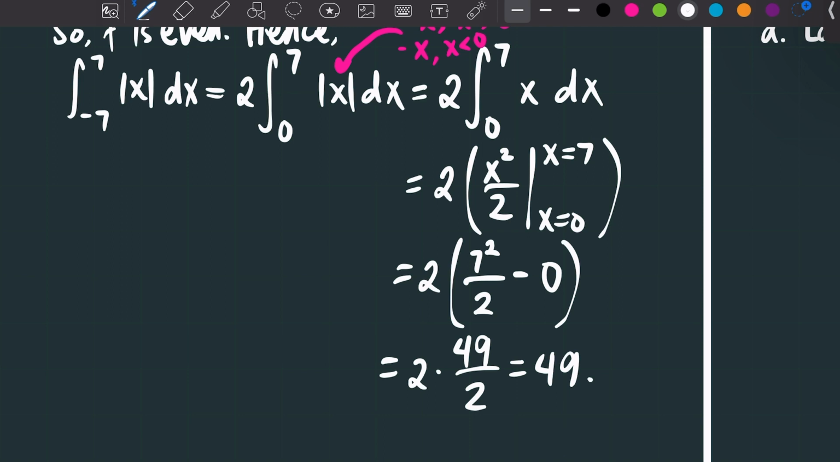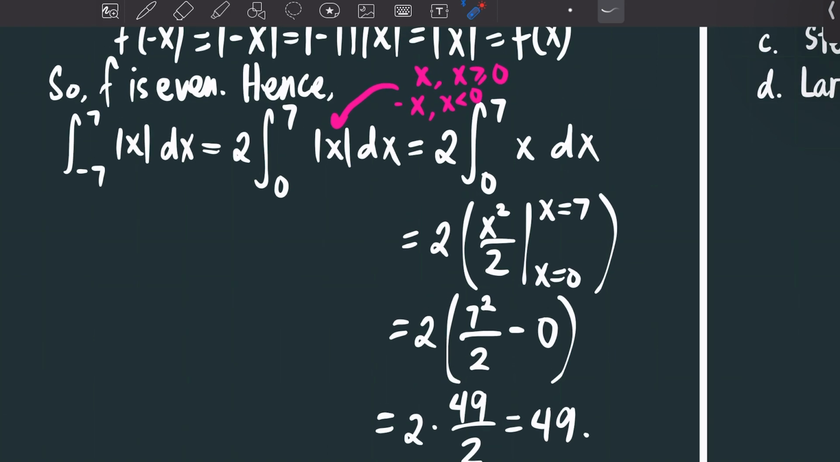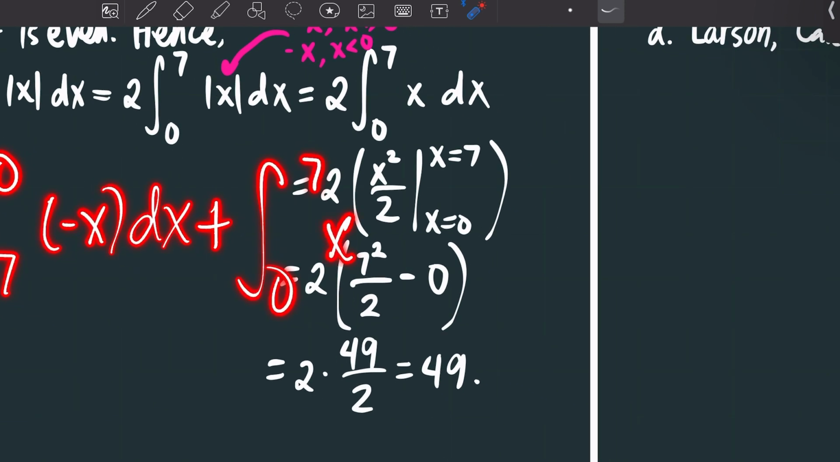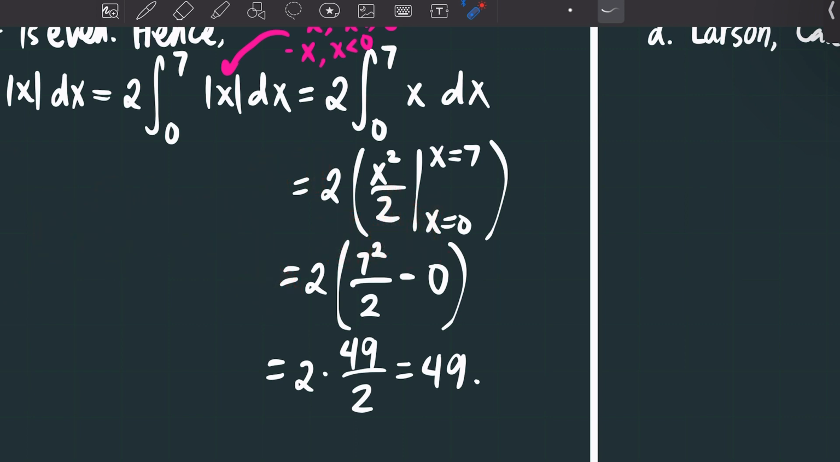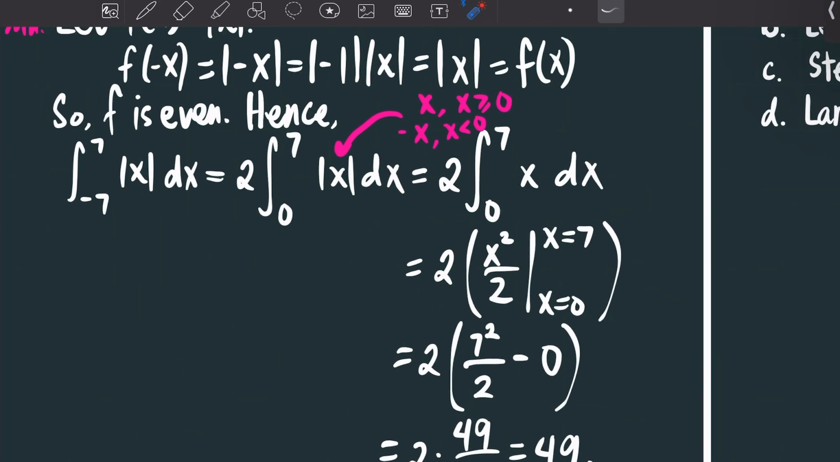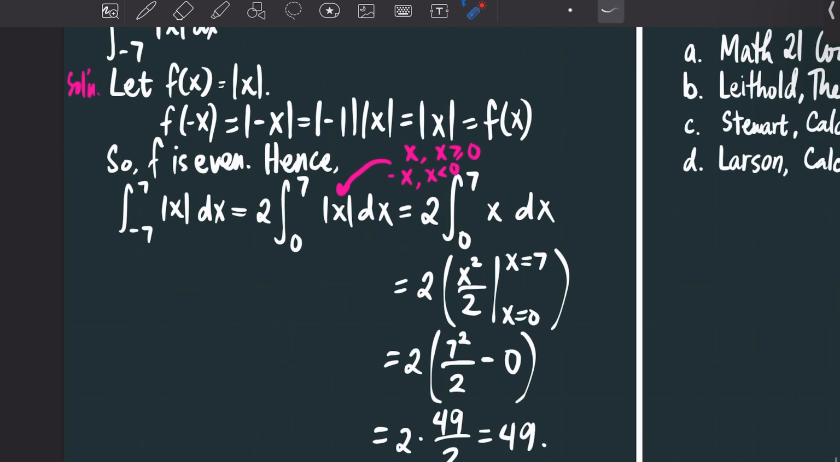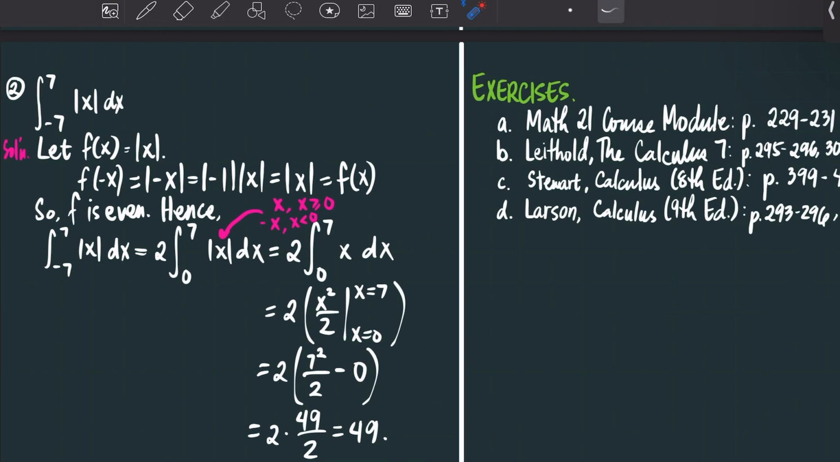If you want to double check yung answer, you can go the long route na ginawa natin a while ago, where since ito yung definition ng absolute value of x, pwede mo siyang gawin as negative 7 to 0 of negative x dx plus 0 to 7 of x dx. But eventually, babagsak ka lang din dito if you apply the properties of definite integrals. So, that's it for our discussion sa 4.4.